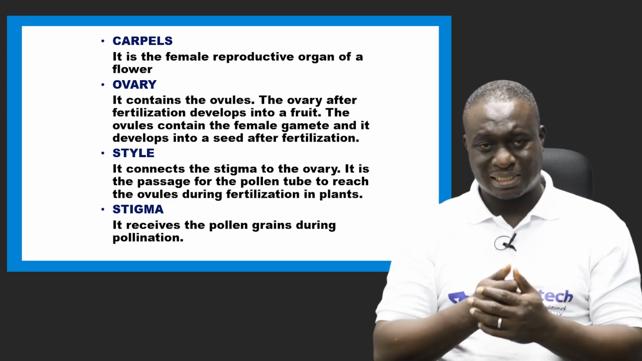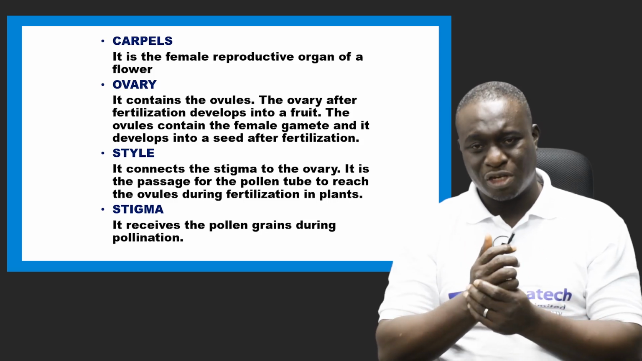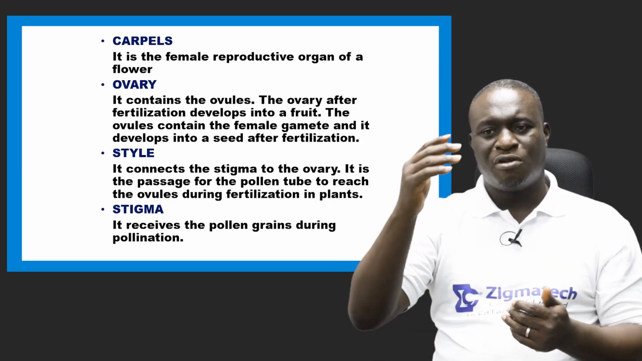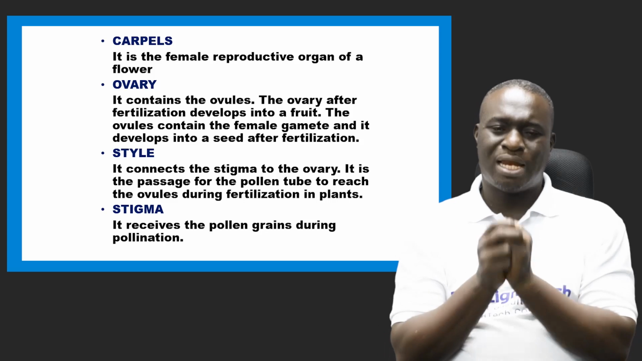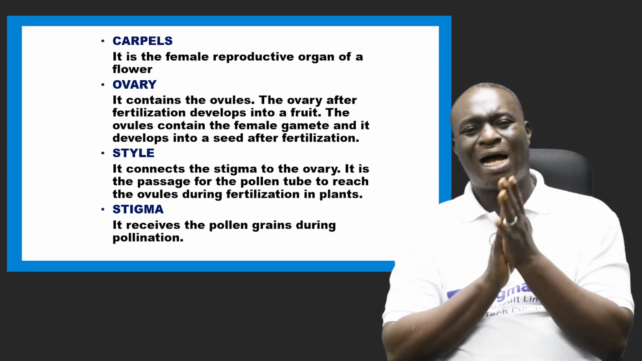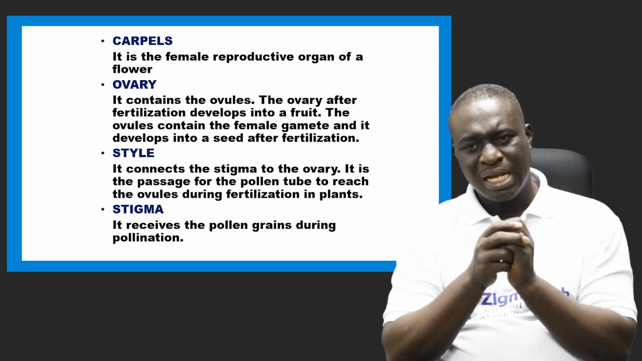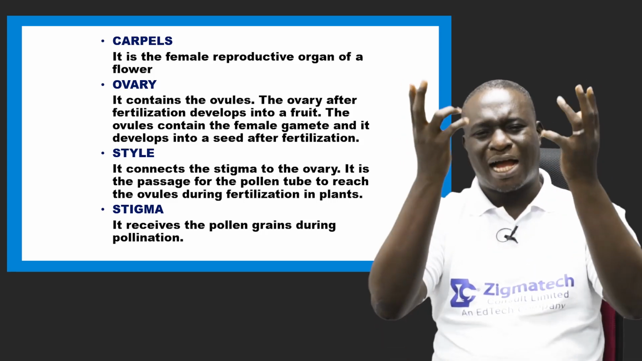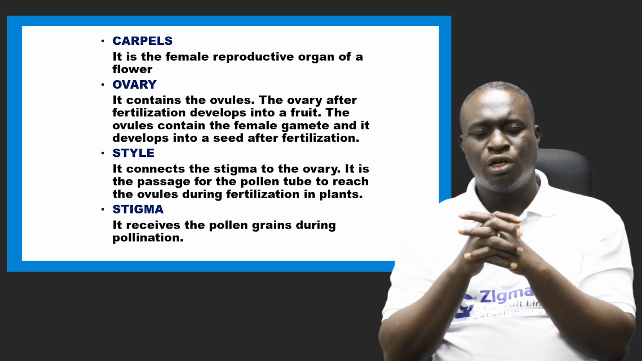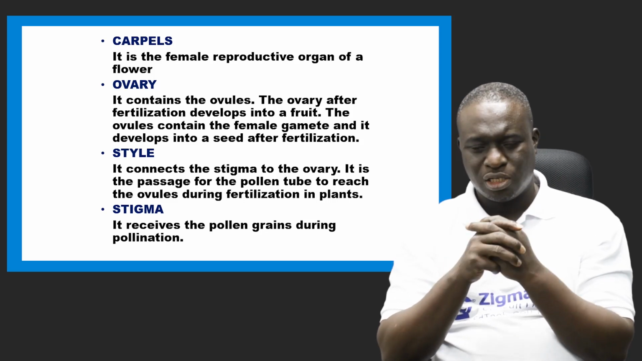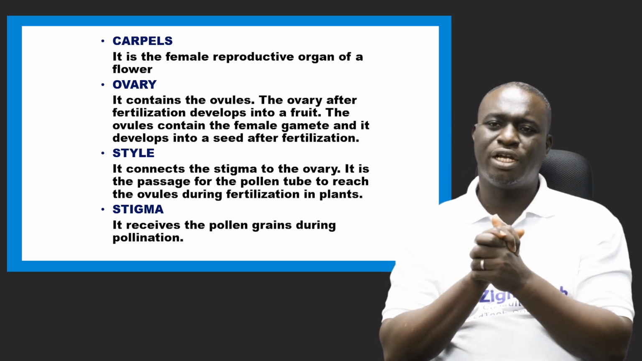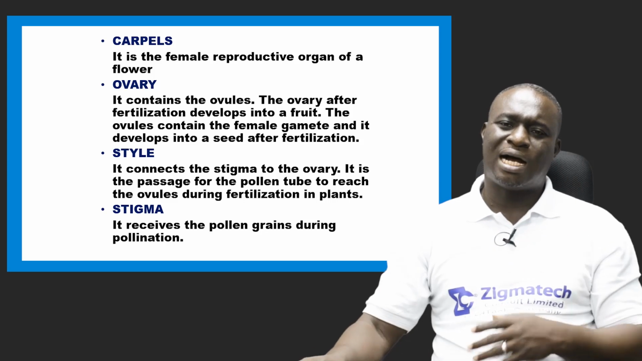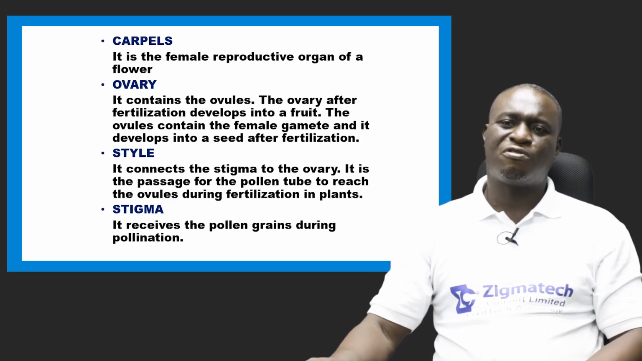We're going to be looking at that in some other videos, when we talk about fertilization in plants. And then we also have the stigma. The stigma is the part of the carpel that actually receives pollen grains during pollination. So these are actually the parts of a flower.